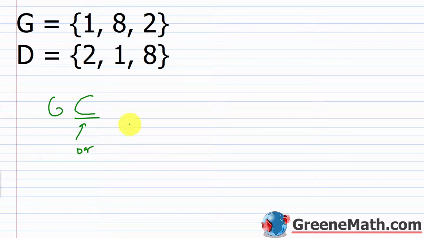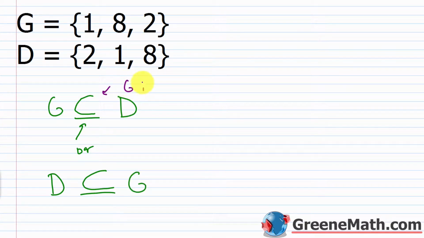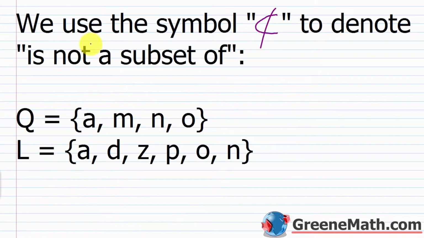Is an improper subset of D. And then also you can say D is an improper subset of G. And let me just label this. This is G is an improper subset of D. All right, so we use the symbol here to denote "is not a subset of." So it's just the proper subset symbol with a line drawn through it.